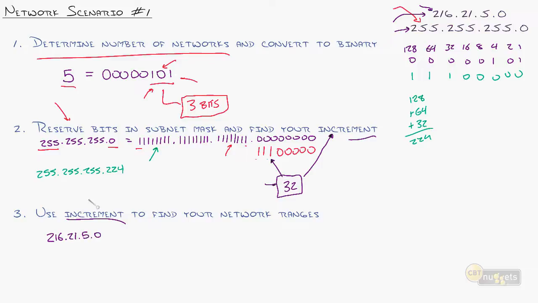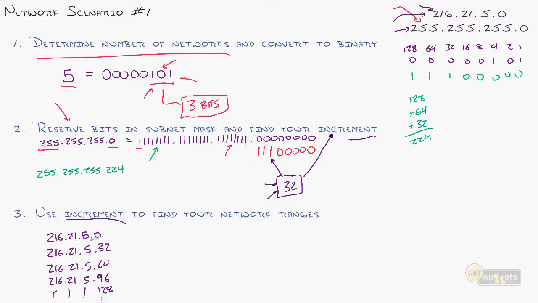216.21.5.0 is where I start, and then I just start adding that increment in whatever octet, whatever position it's located. It's in the 4th octet, so I go, okay, the next one is 216.21.5.32. 0 plus 32 is 32. Then 216.21.5.64, 96, 128. I'm just adding 32. It just keeps going down all the way, filling those in. What is that? That is the starting position for each network.